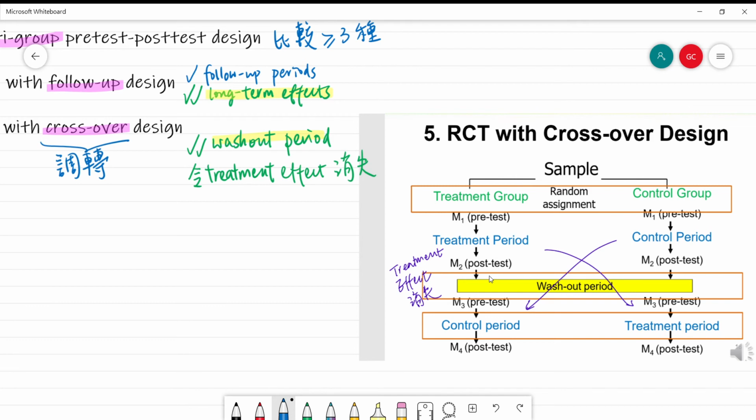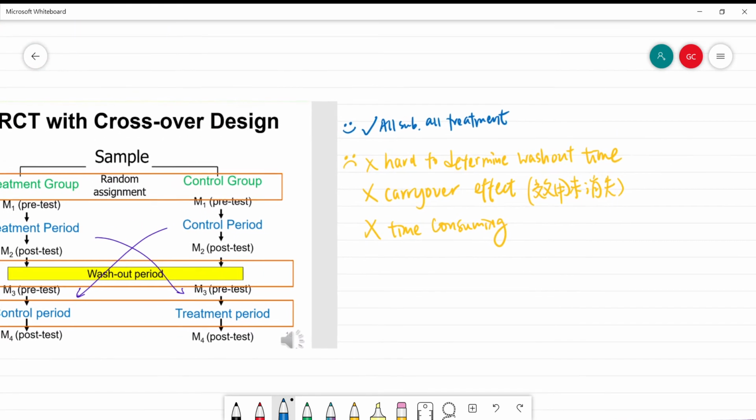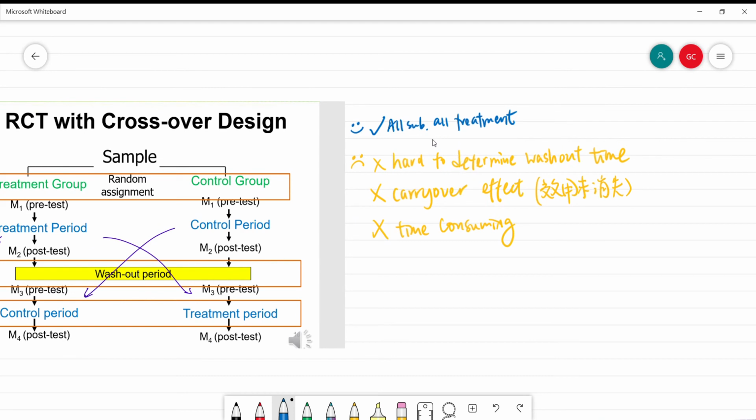and it can emphasize the importance and usefulness of the treatment. And secondly, it is also very good because it addresses some ethical issues, as all the subjects receive all the treatments, and no subject is given up.